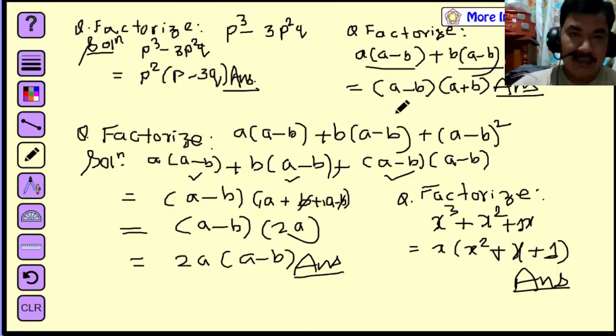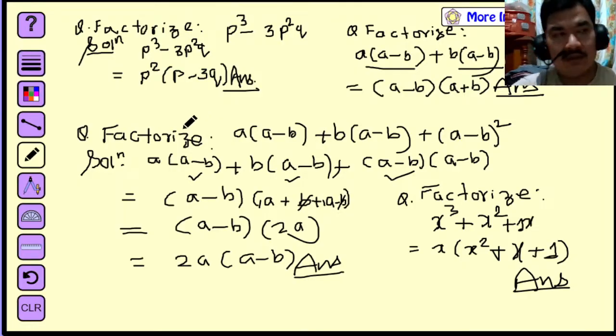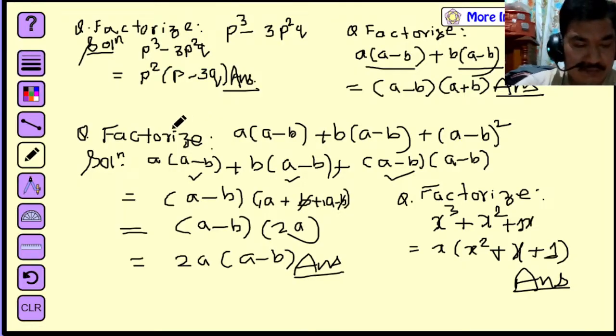Okay, now I want to clear this board. Then I want to start the next method of factorization. The first method of factorization I just told, by taking common. Now I want to show you how to factorize if four terms are given. In such a case, what should be applied for the factorization, I want to show you in the next one.